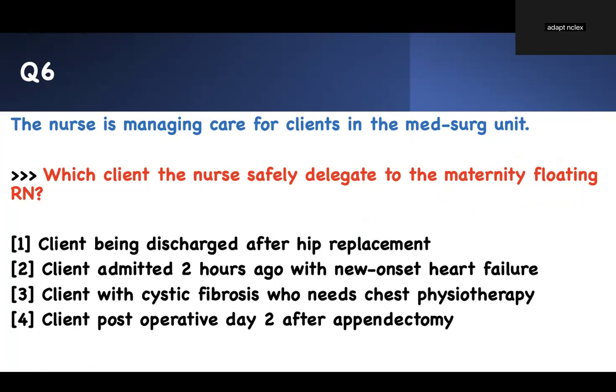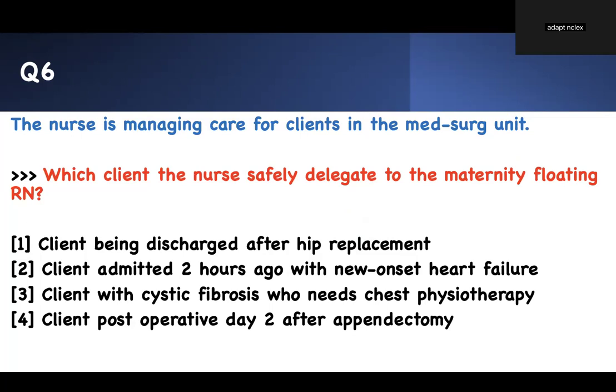Discharge teaching, you think the patient is stable, but if you have a floating nurse, it should never be done by a floating nurse because it's specialized teaching that needs to be provided by the nurse who knows everything about the floor. The maternity nurse does not know anything about what they need to particularly teach a patient with appendectomy in terms of their surgery. If they had heart surgery, they don't know. But if it's an OB patient, they'll be able to.